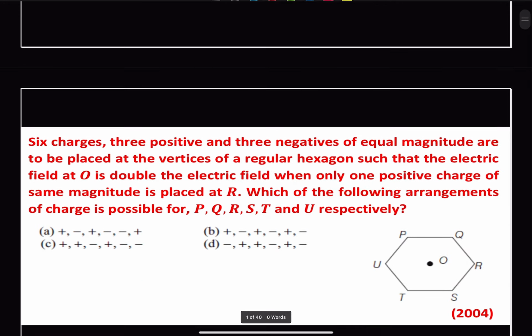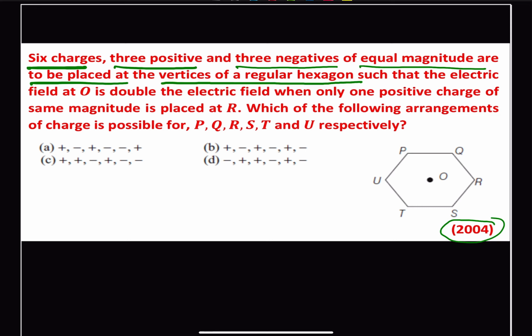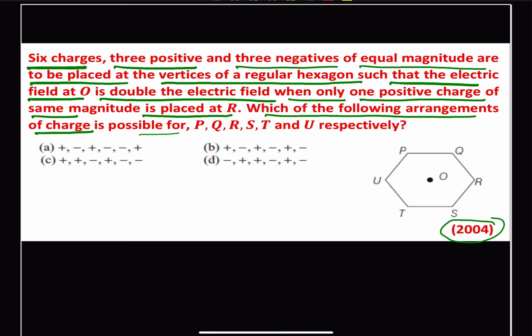So the first question, it was asked in the year 2004, and it states that 6 charges, 3 positive and 3 negatives of equal magnitude are to be placed at the vertices of a regular hexagon such that the electric field at O is double the electric field when only one positive charge of same magnitude is placed at R. Which of the following arrangements of charge is possible for P, Q, R, S, T, U respectively?